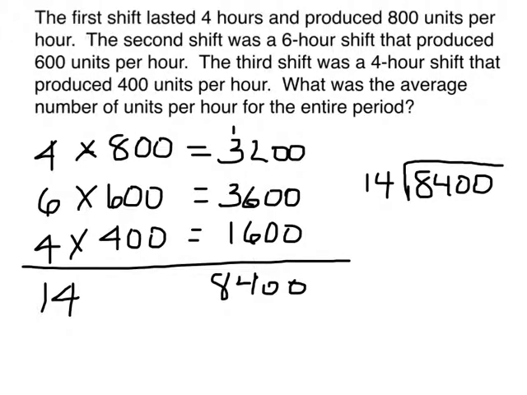So 14 will go into 84. Let's see, 14, 28, 42, 56, 70, 84. It'll go exactly 6 times, and then we'll put 0 here and 0 here. So the overall average was 600 units per hour.